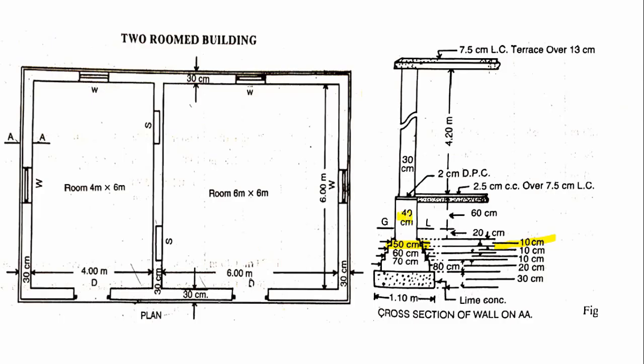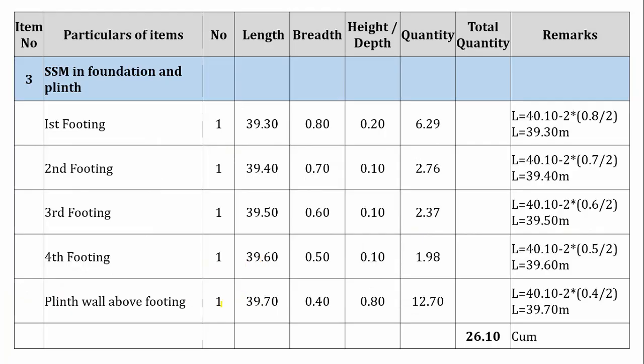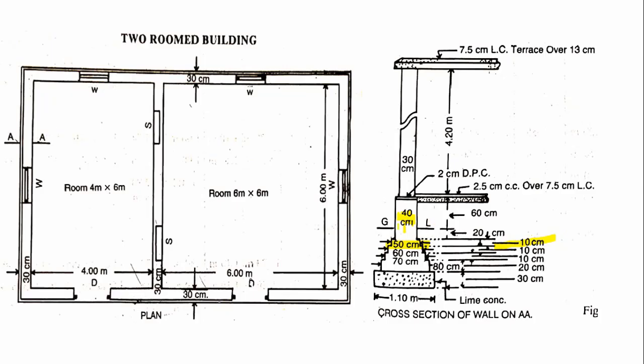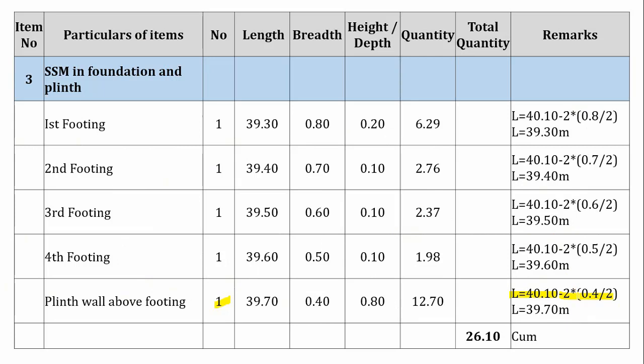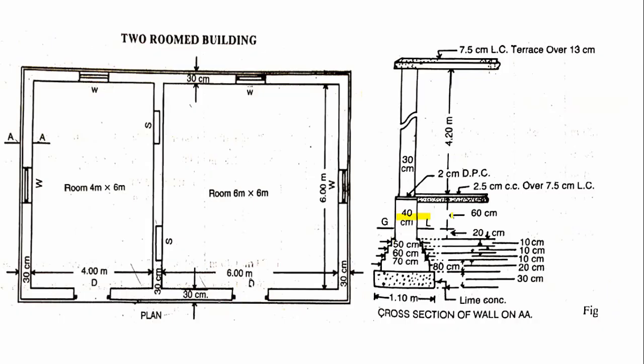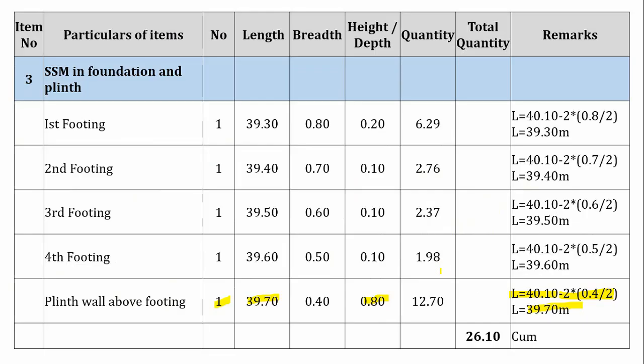Next we will go to the plinth. Length is equal to center length minus n into b divided by 2. Width of the item is 40 centimeters. Therefore 0.4 divided by 2. If you do this, you will get 39.7. Next breadth is 40 centimeters, depth is 60 plus 20 centimeters. This is 60 up to the ground level, and below the ground level again 20 centimeters. Therefore 60 plus 20 is 80 centimeters, that is 0.8. If you multiply, you will get answer as 12.7 cubic meters.